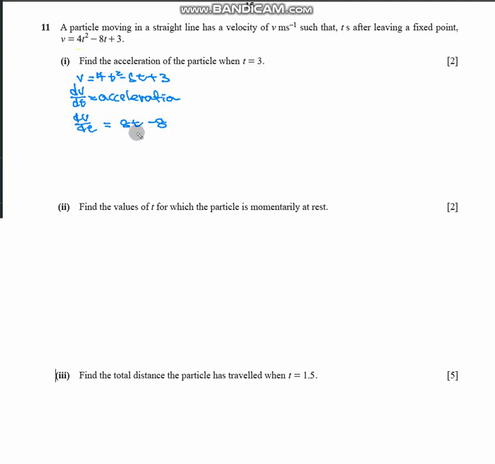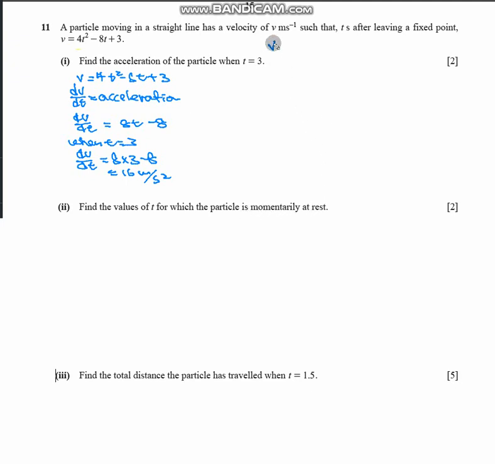So when t equal to 3, dv/dt, or the acceleration, becomes 8 times 3 minus 8, that will give you 16 meter per second square. Now, okay, now we're going to look at part 2 here. Find the value of t for which the particle is momentarily at rest.